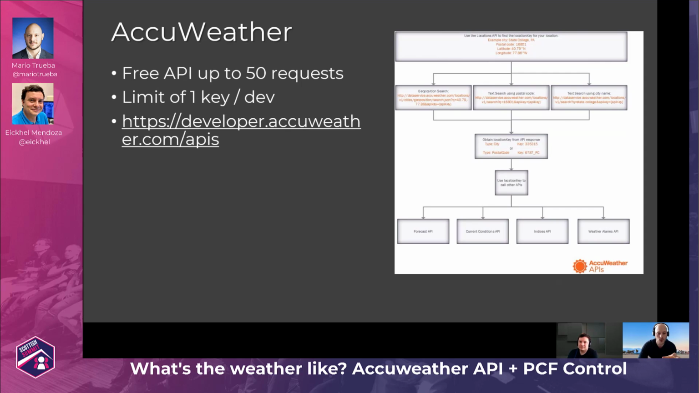And also because we wanted to show you how easy it is to bring any API directly into our Power Apps just using PCF. We don't have a UI component on this control. The Accuweather API is completely free, up to 50 requests. You will need to get an account, and you will get a key. There is a limitation of one key per developer, and over there you can click on it and get access to the documentation.